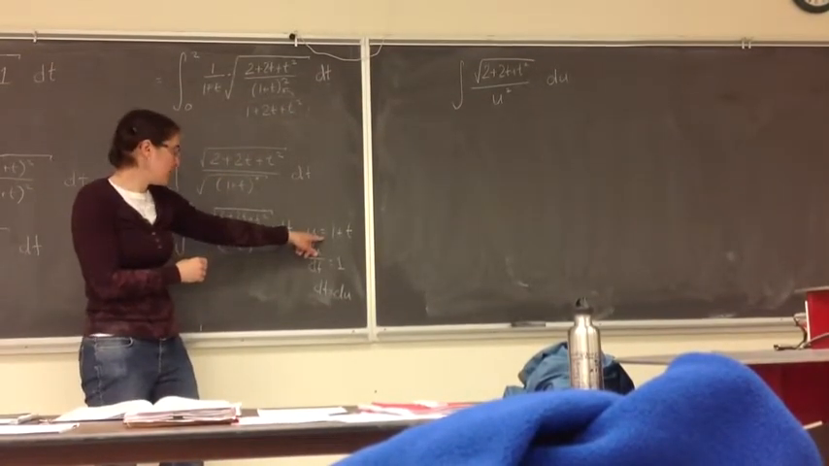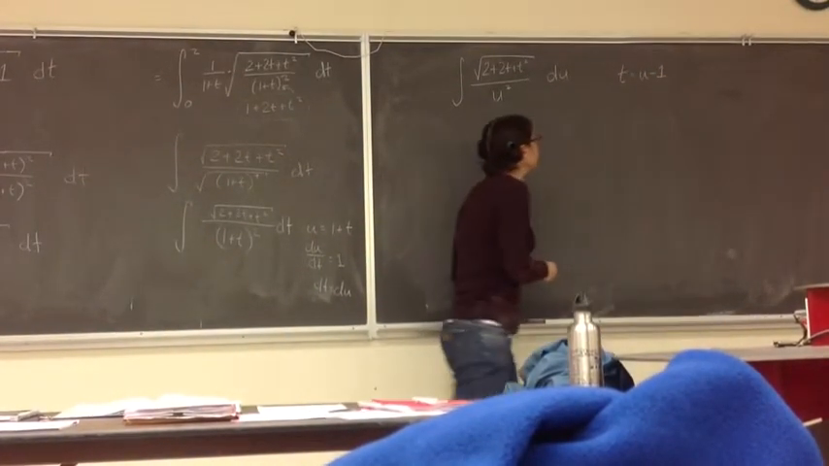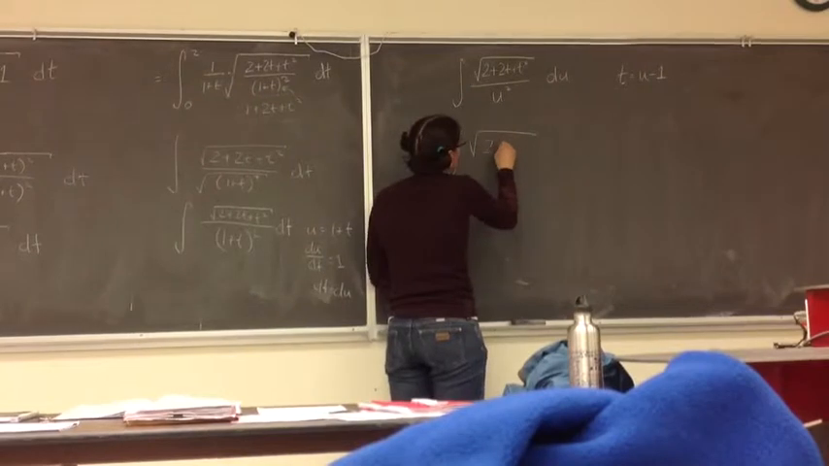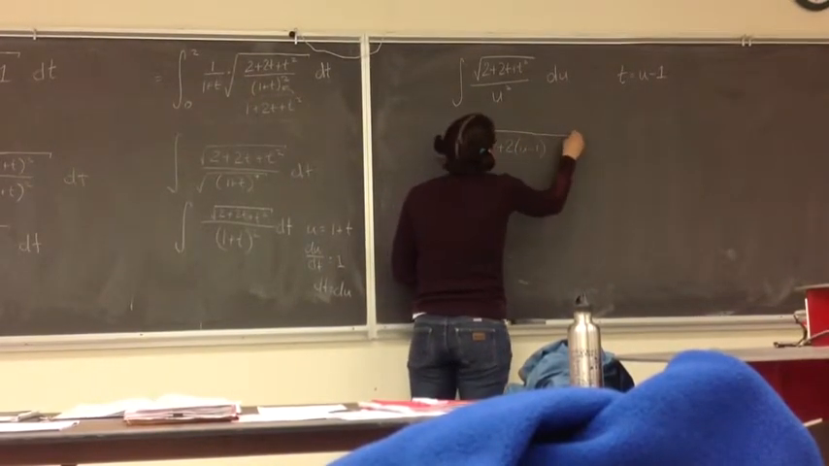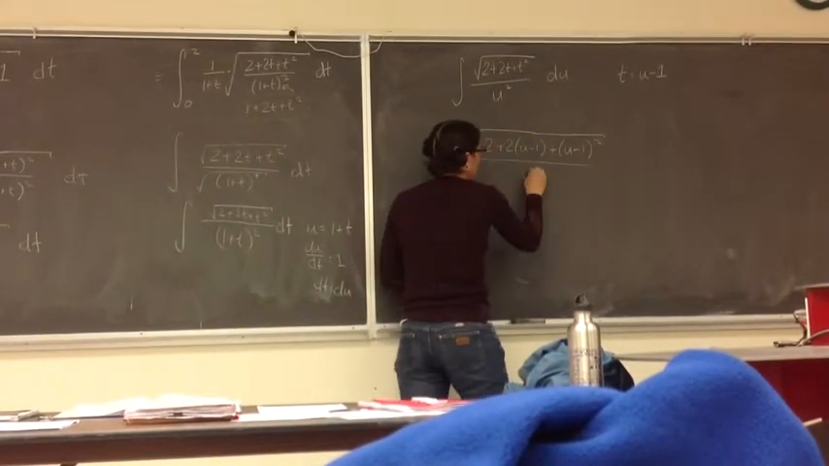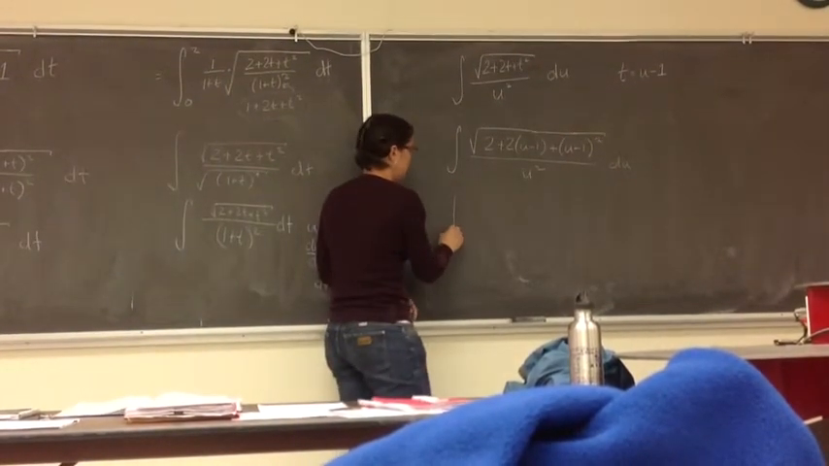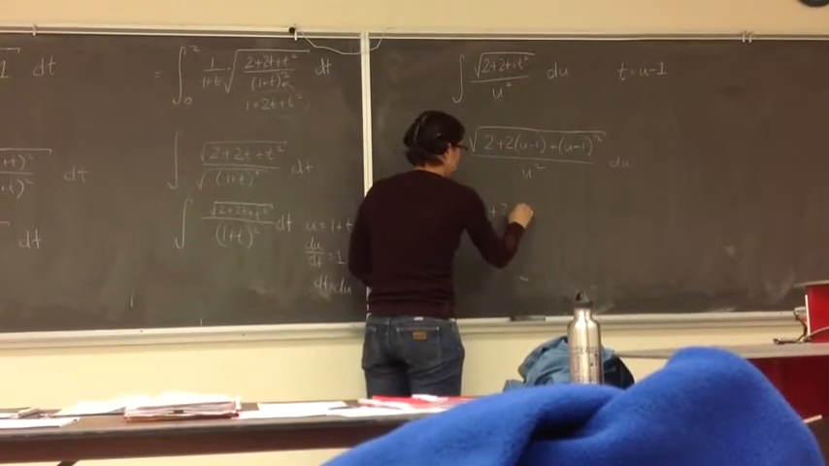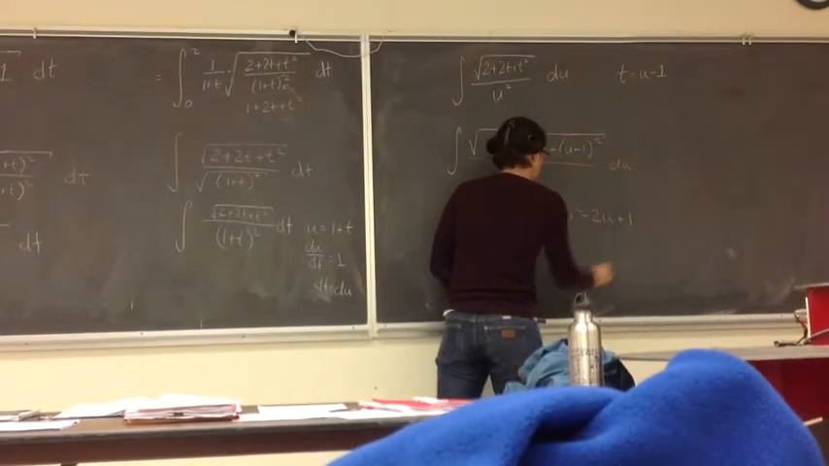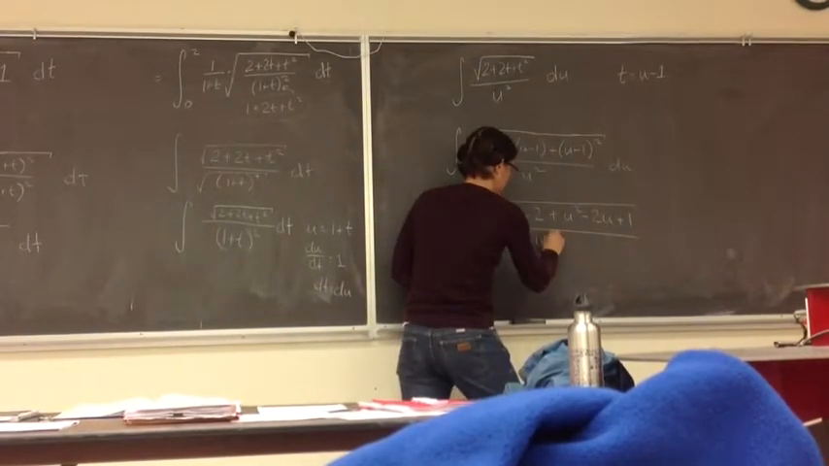Alright, so if our u is equal to 1 plus t, then t is equal to u minus 1, which means that up here, we've got the integral of the square root of 2 plus 2 times u minus 1 plus u minus 1 squared, divided by u squared du. And so if we clean this up inside, we've got 2 plus 2u minus 2 plus u squared minus 2u plus 1, square root of that, divided by u squared du.